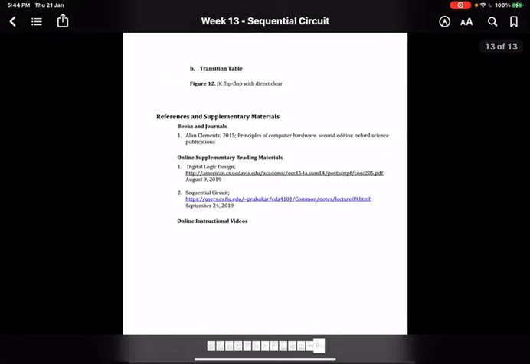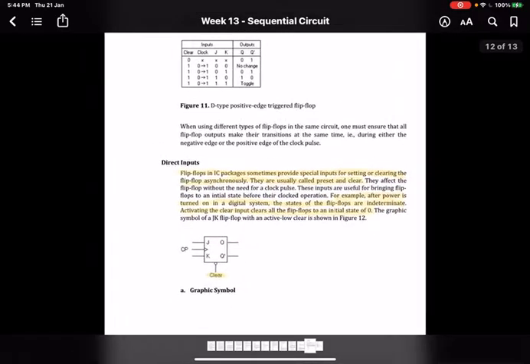Okay? So that's it for our sequential circuits. So we will go back with the topic for register.